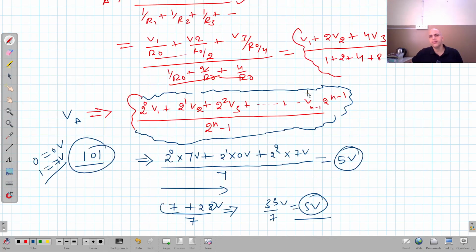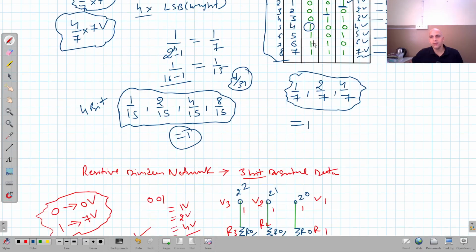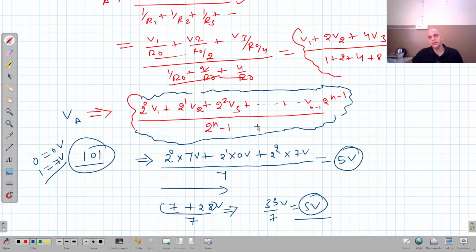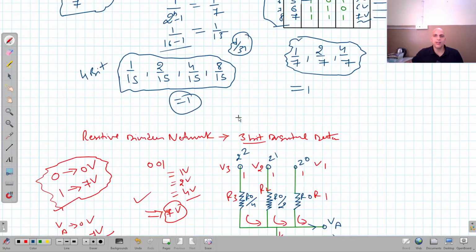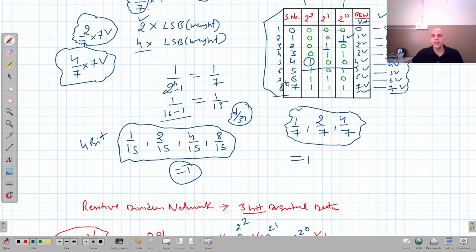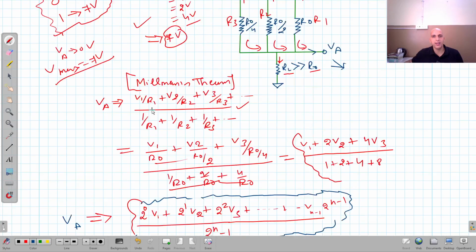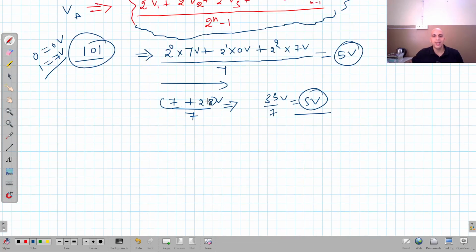So 5 volt is the corresponding analog voltage. Now you can see here that 101 gives 5 volt. So this is the exact value that has been predicted here. This resistive divider network produces exactly the same value when we are taking 0 equal to 0 volt and 1 equal to 7 volt, right? So this is the way.